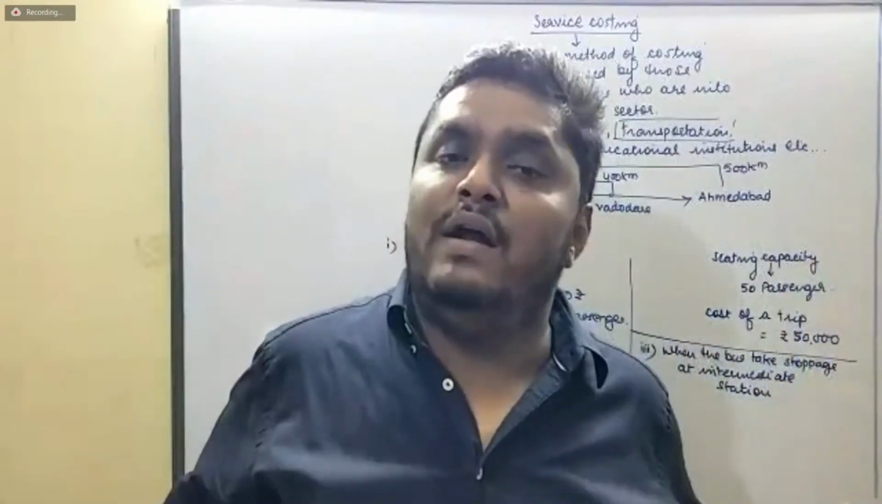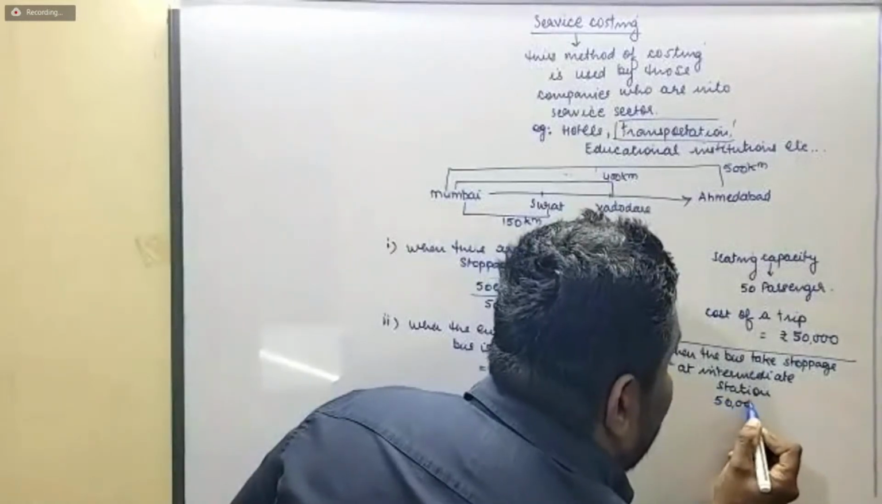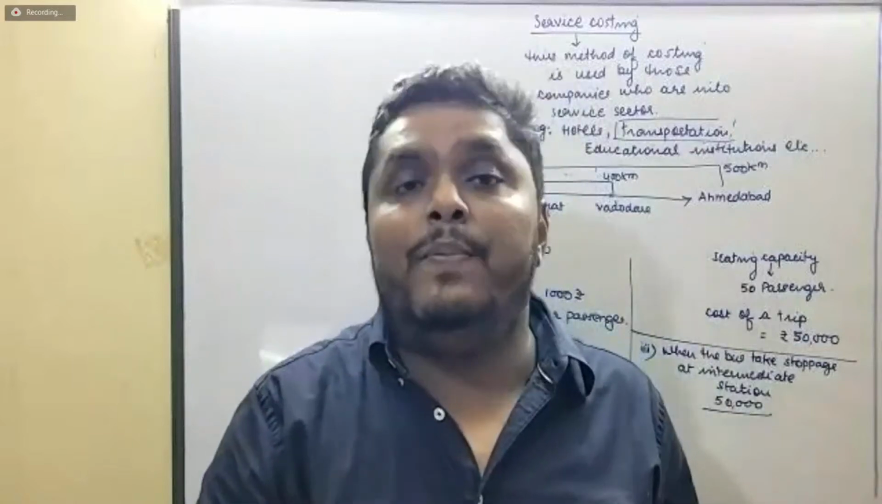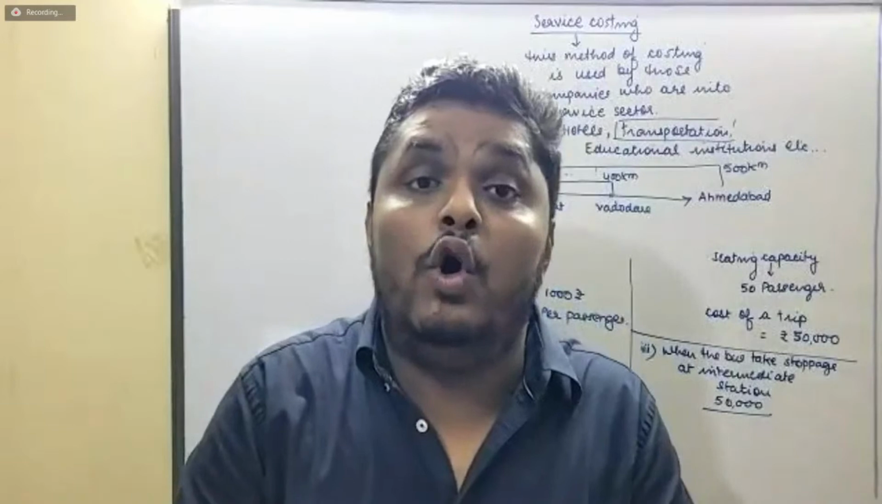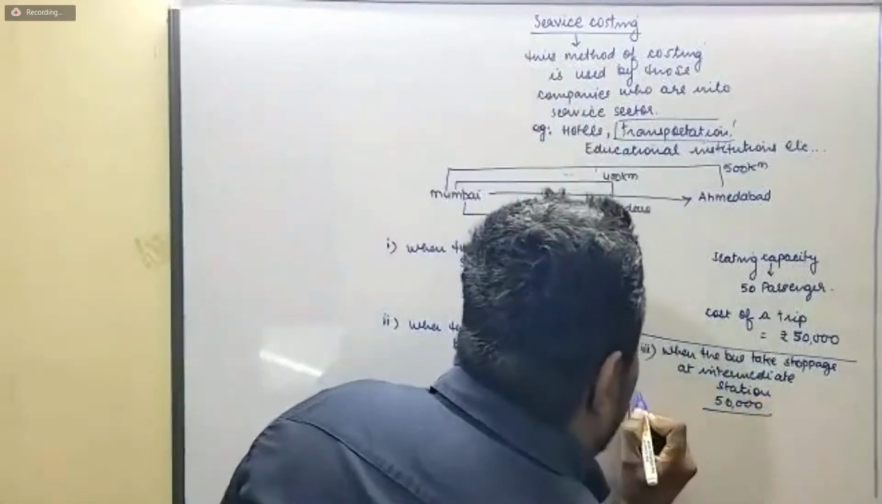Assuming the bus is going with 100% occupancy, so my total cost is how much? 50,000. Since the kilometer traveled is also important and the passenger traveled is also important, so we will calculate the cost per passenger kilometer.